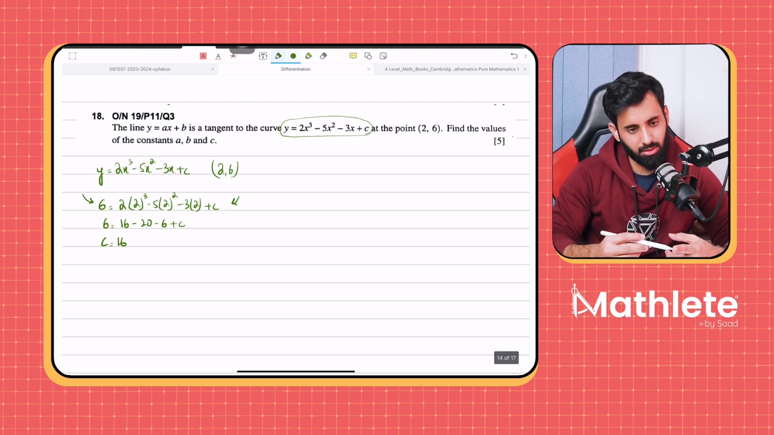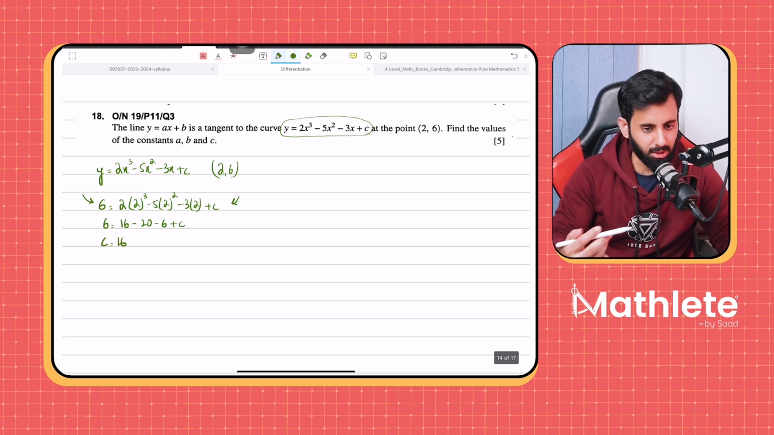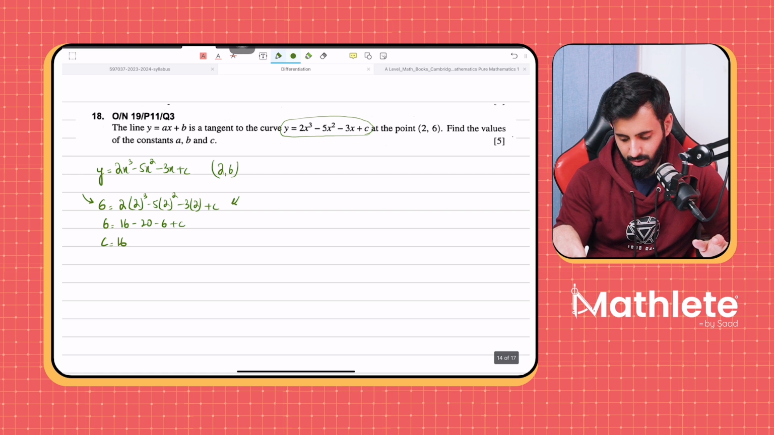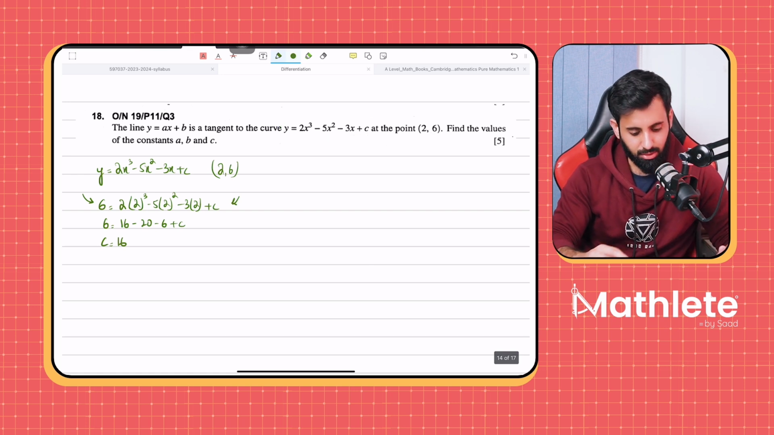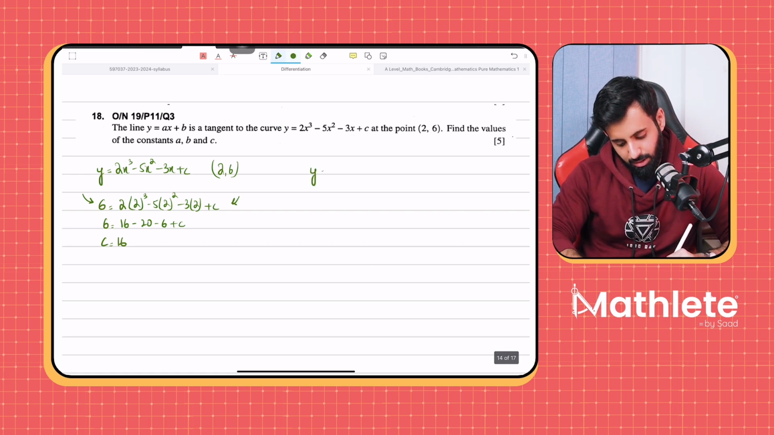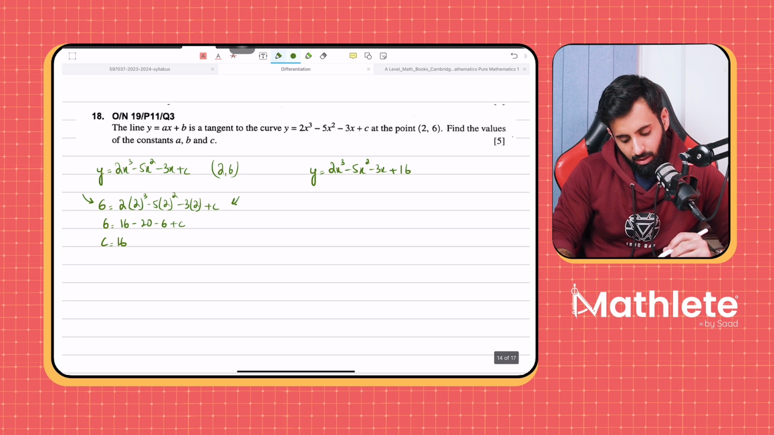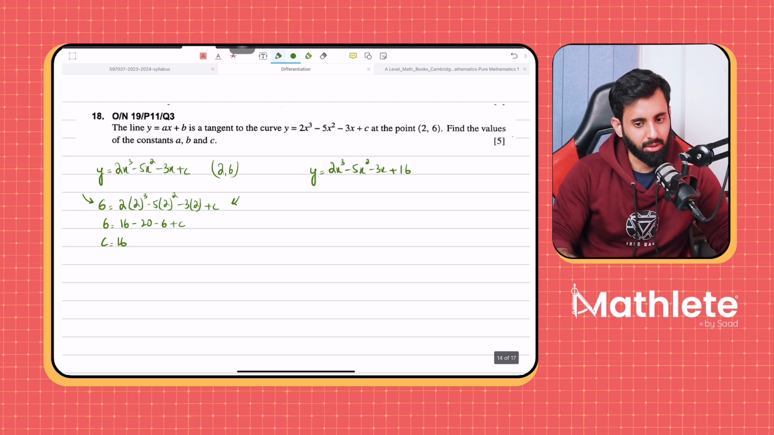The question is y equals c is what we end up with. Does that solve the problem? No, it doesn't. We still don't have the value of c. So that's why that's wrong. All right, so now the equation of tangent looks like this. Y equals 2x cubed minus 5x squared minus 3x plus 16. Now, how to find out the equation of tangent?